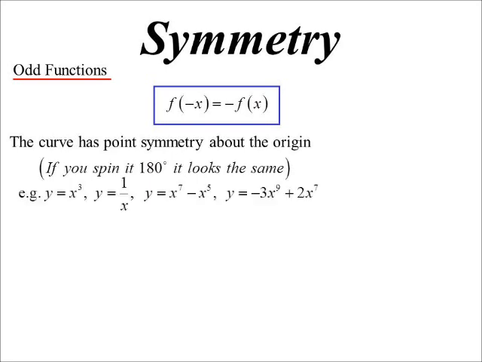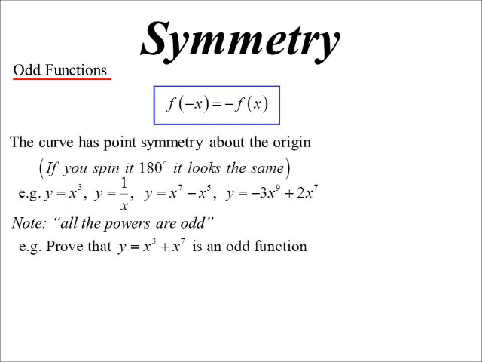So x cubed would be odd, 1 on x would be odd, x to the 7 minus x to the 5 would be odd. If we're talking about polynomials, if the powers are all odd, it's going to be an odd function. So all the powers are odd, we've got an odd function. If we had to prove it though, it's not enough to say, oh look, the powers are odd, therefore it's an odd function.